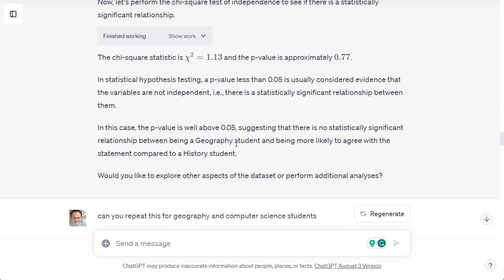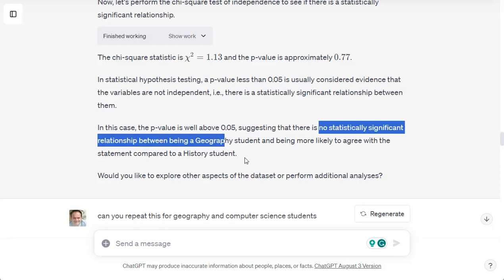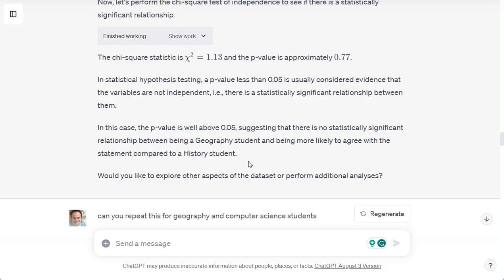But what does that mean to the sort of layman? Basically, no statistically significant relationship. So it could have happened by chance. Brilliant. I've closed that door down.